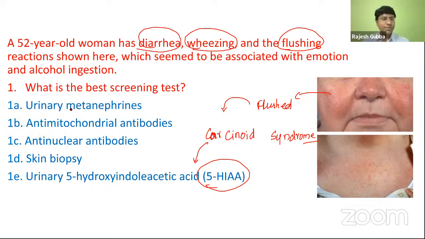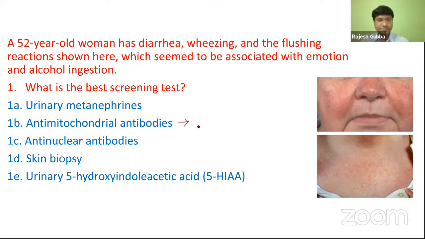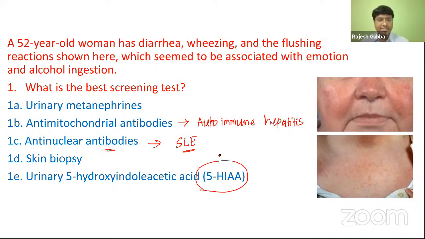Okay. Now you take the urinary metanephrines. Where do we do this? In pheochromocytoma. And you take the anti-mitochondrial antibodies. Where do you do these? We do this in case of autoimmune hepatitis. There are no features suggestive of autoimmune hepatitis in this patient. Anti-nuclear antibodies, where will you do? Systemic lupus erythematosus. 5-hydroxy-indole acetic acid, where is the screening test you will do? Carcinoid syndrome.